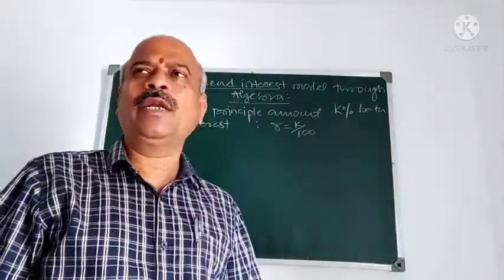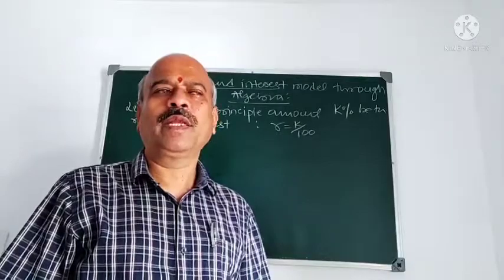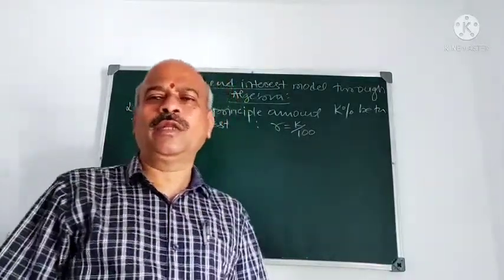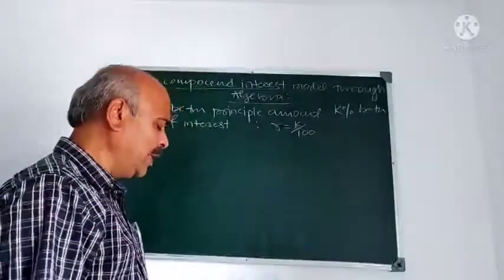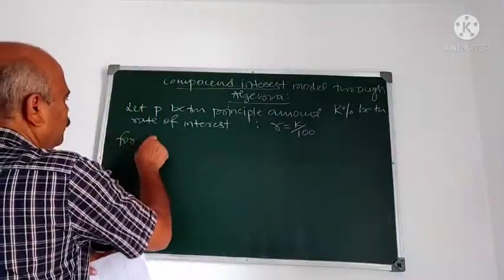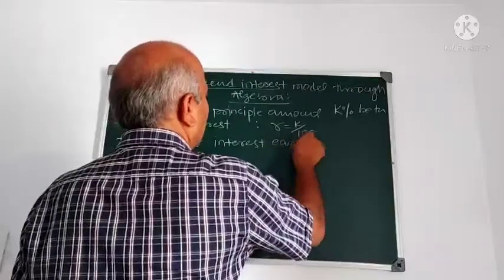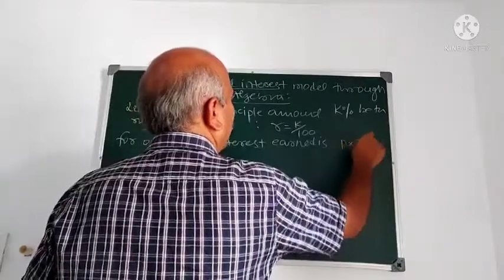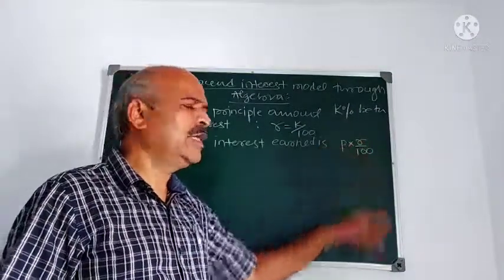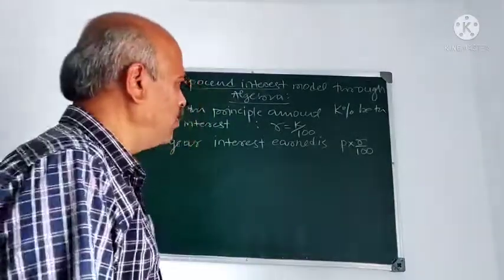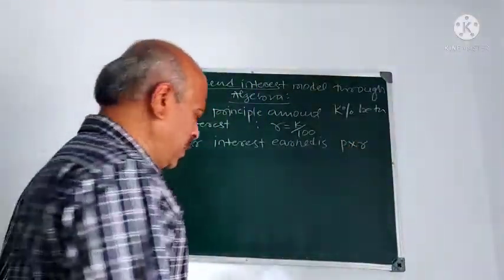Rate of interest here may be calculated monthly or quarterly or half yearly, yearly, and so on. In compound interest it can be calculated monthly also, or quarterly, or half yearly, or yearly. But we take yearly here. For 1 year, interest earned is P into R by 100, because P is the capital and interest is R by 100. Therefore, interest earned is P into R. Rate of interest is taken as R. R is K by 100. Interest earned is P into R.